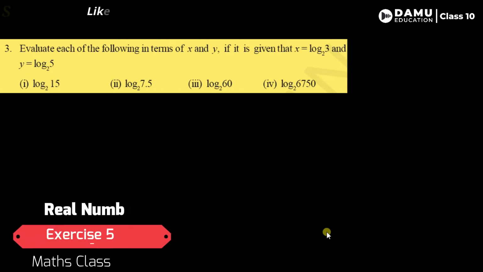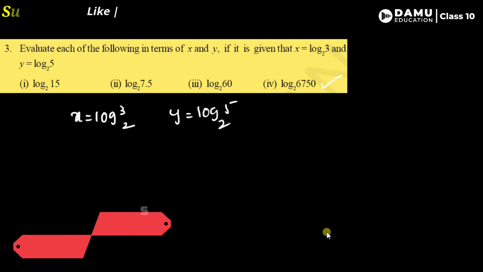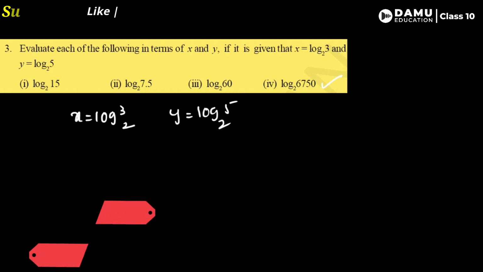Here in this module, third question: evaluate each of the following in terms of x and y. It is already given that x is equal to log 3 base 2 and y is equal to log 5 base 2. We have to write all these given questions in the format of log 3 base 2 and log 5 base 2.